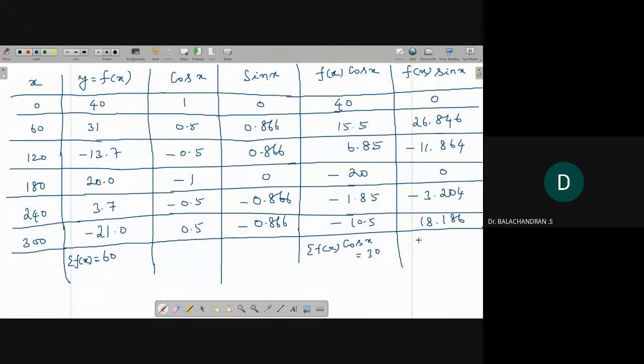Okay, and then here summation f of x into sin x. Sir, that is also almost 30. Yeah, 29 point, okay, till 29.964. 964. Yes.